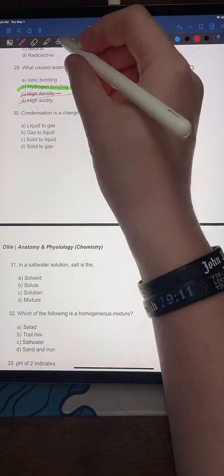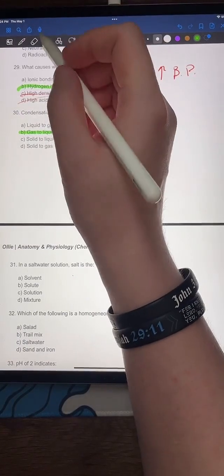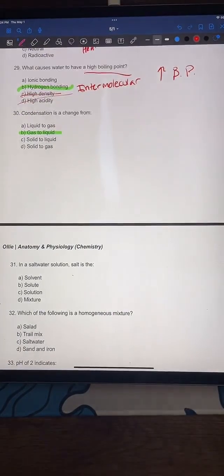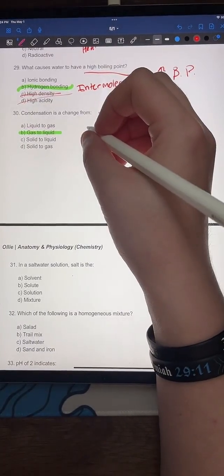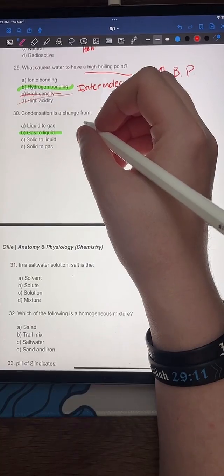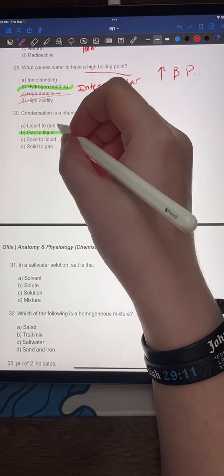So condensation is B. It is a gas to a liquid. So when gas loses energy, it becomes a liquid. These are the other phase changes.